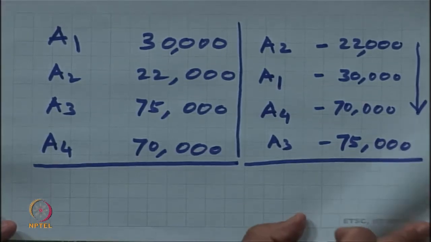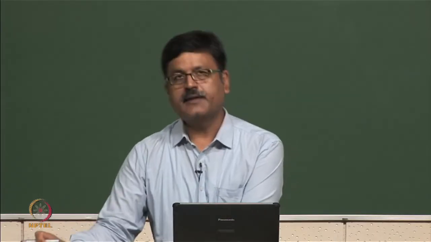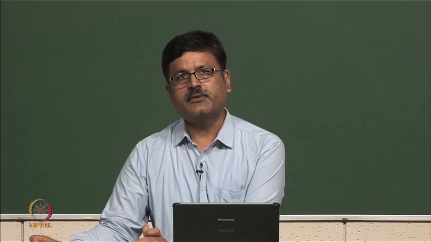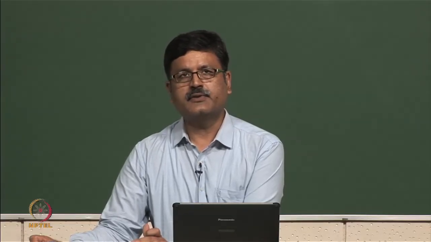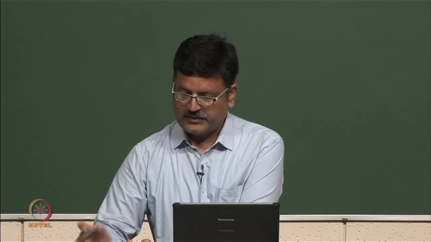Now, for each of these alternatives, I draw the cash flow diagram and try to find out the internal rate of return. Subsequently, we will compare this internal rate of return with the minimum attractive rate of return of 20%, which is given in this problem. So, let us try to do it with the least investment option first.